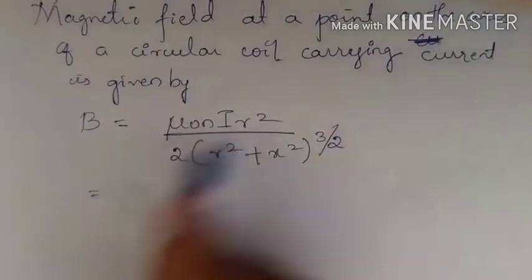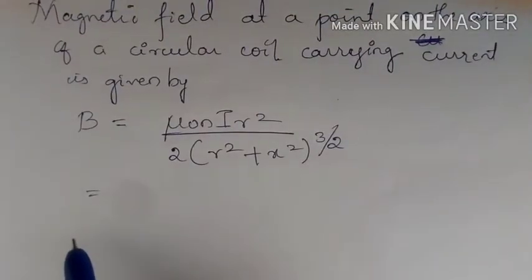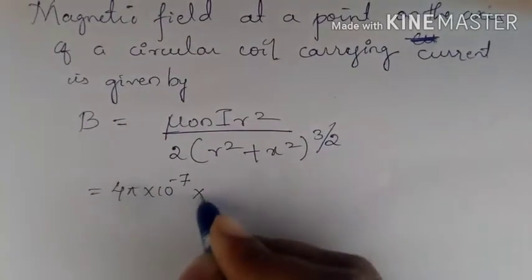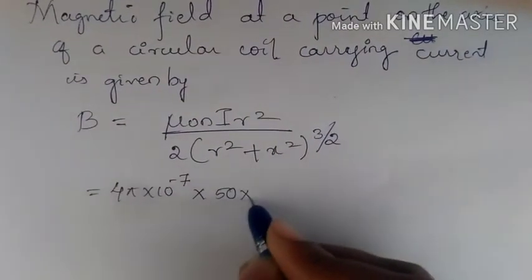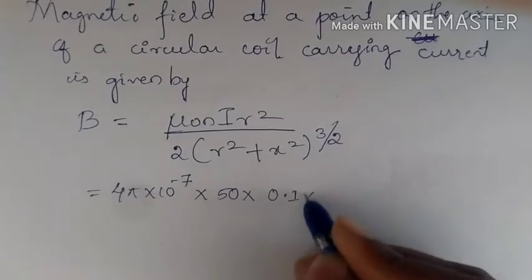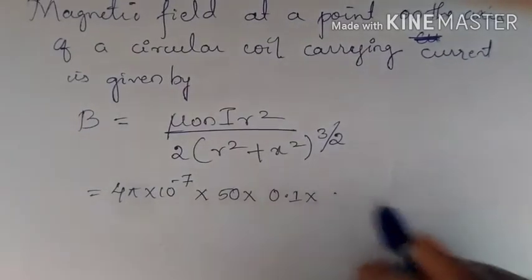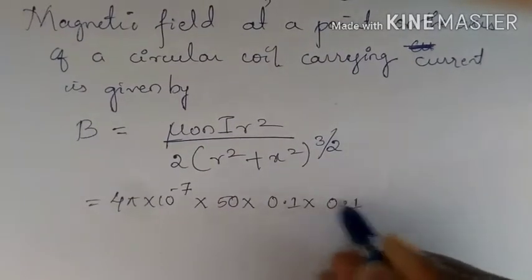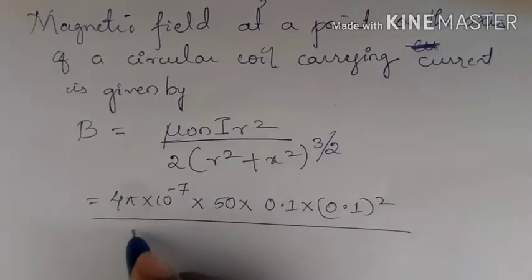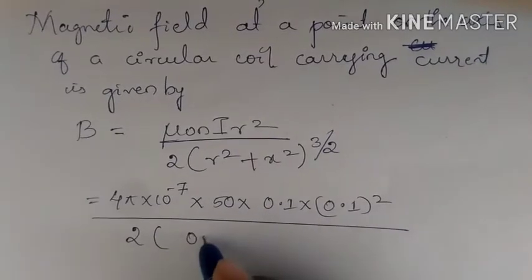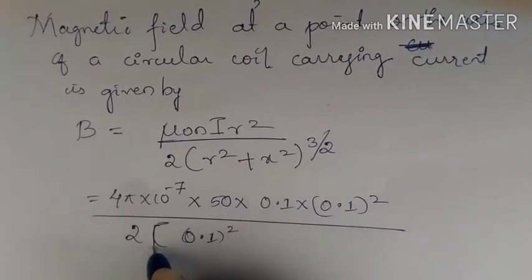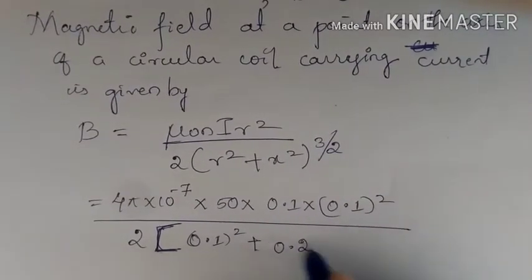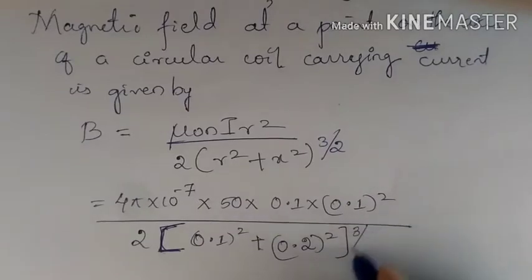Now let us substitute all the data which we have got from the question. nu naught is 4 pi into 10 power minus 7 into N is 50 into I is 0.1. R is 0.1, whole square, divided by 2 into (0.1 whole square plus X, which is 0.2, whole square) whole power 3 by 2.